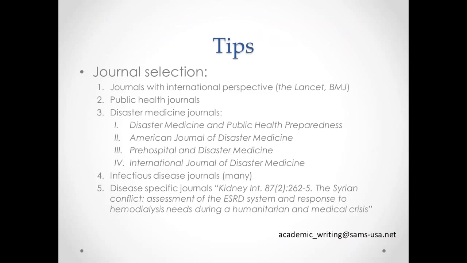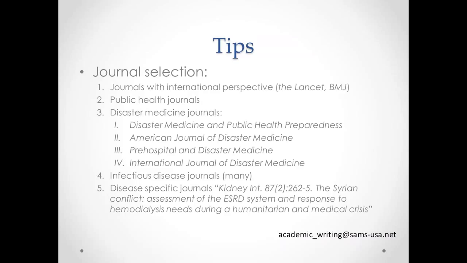So I'll give you here just a couple of slides of some tips, and I will then end this talk. In terms of journal selection, you want to go with journals with international perspectives, such as the Lancet or BMJ. It's not typical to go to a journal that doesn't have that perspective. So, for example, JAMA is probably not, although JAMA may publish something, but it's not the place where I would go first. I would go to these journals with international perspective.